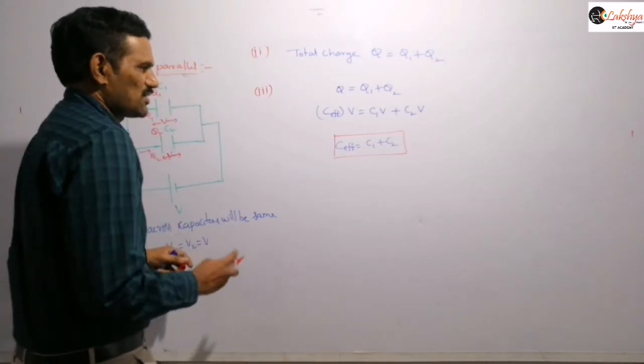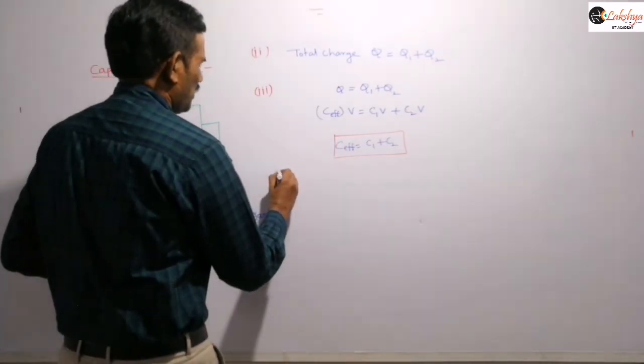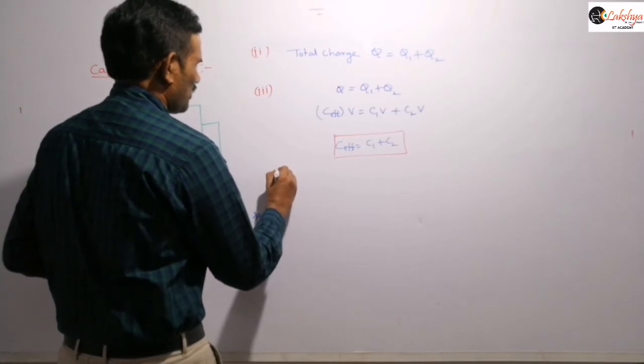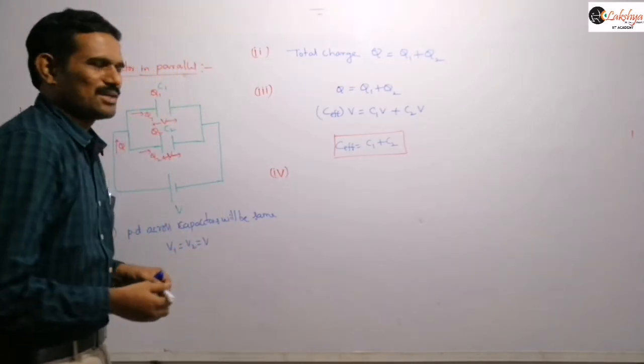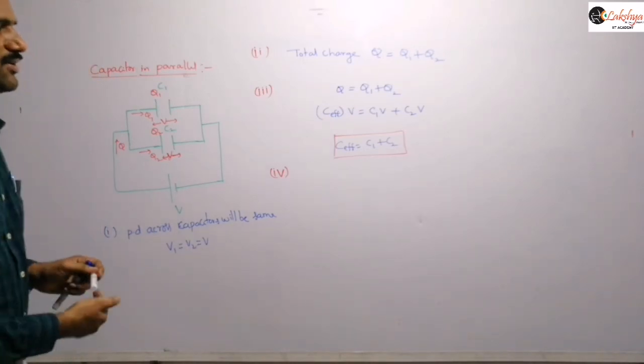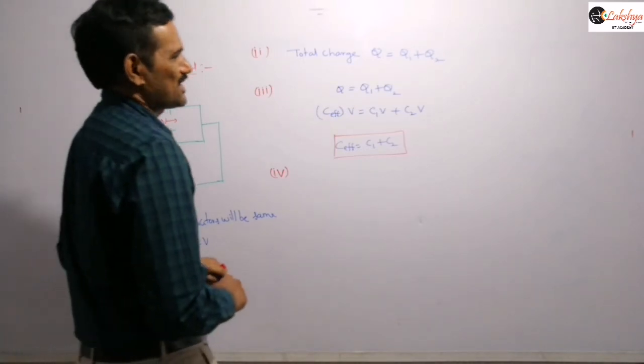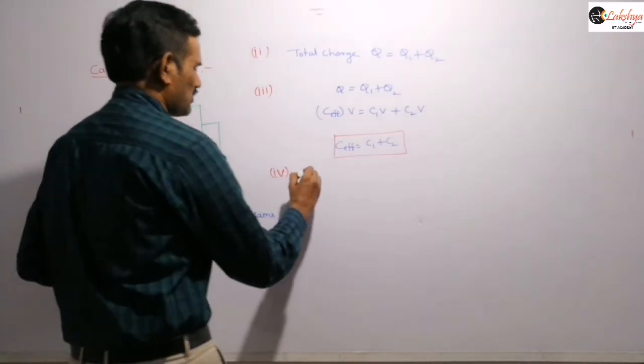Most of the students will get confused about this formula only. Instead of the series formula, they will apply parallel, or instead of the parallel formula, they will apply the series formula. So clear this up, and clearly remember these expressions. Now you can extend this formula for n capacitors.